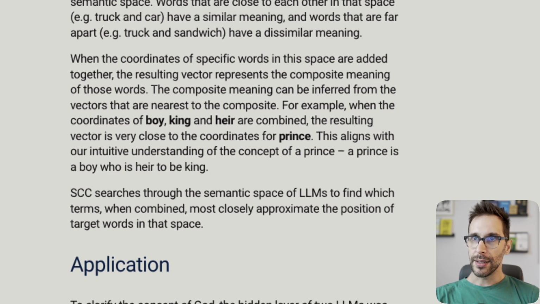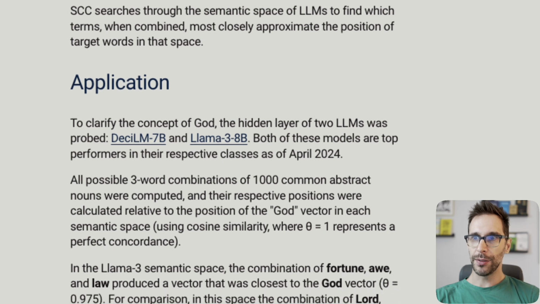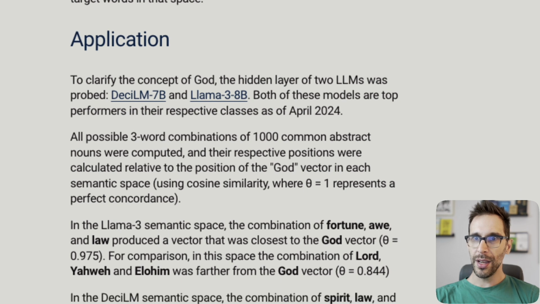SSC, which again is this semantic core clarification, searches through the semantic space of LLMs to find which terms, when combined, most closely approximate the position of target words in that space. Application. To clarify the concept of God, the hidden layer of two LLMs was probed, DESC LM7B and Llama 3.8B. Both of these models are top performers in their respective classes as of April 2024. All 3 word combinations of 1,000 common abstract nouns were computed, and their respective positions were calculated relative to the position of the God vector in each semantic space.